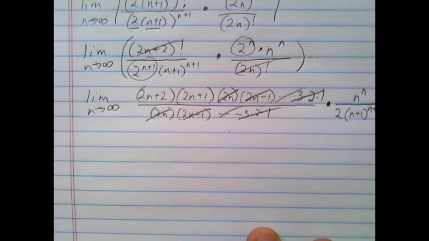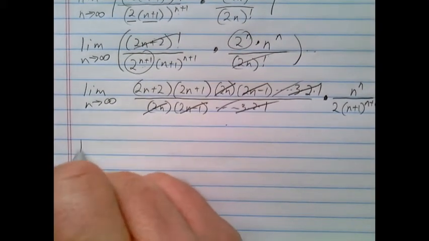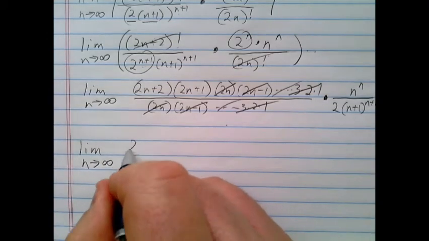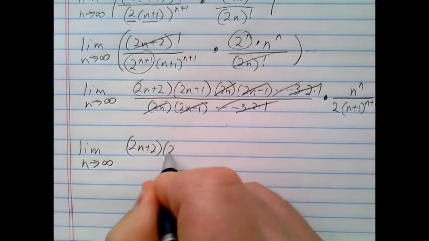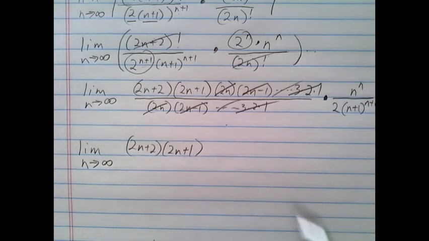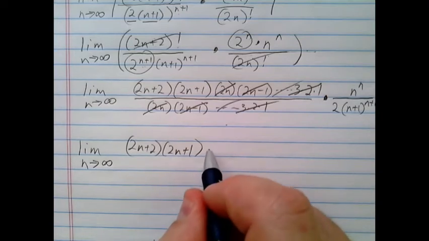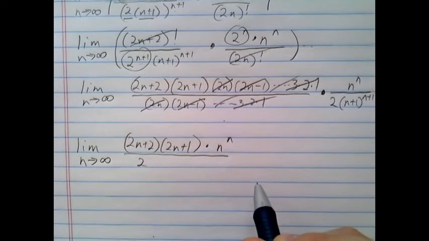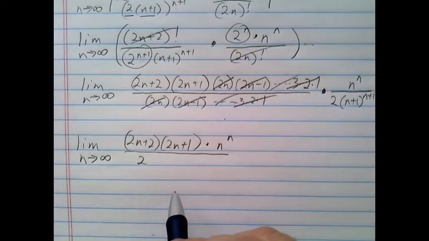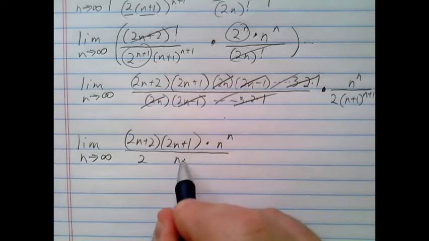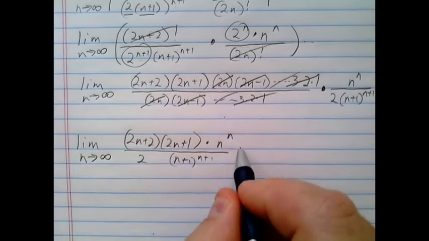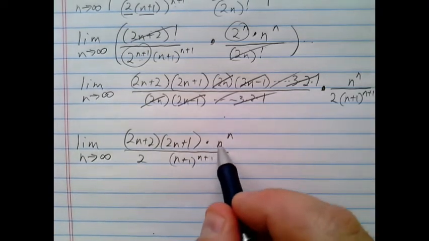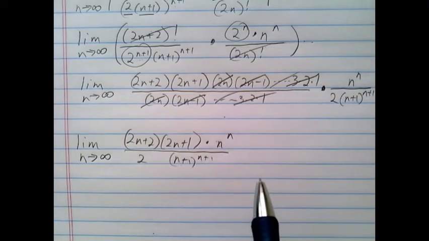Alright, so let's write a cleaned up version of this. This is the limit as n goes to infinity. So what do we got left here? We've got a 2n plus 2, a 2n plus 1, times an n to the n over a 2 times an n plus 1 to the n plus 1. Now I'd like to do some simplifying here, but the problem is I don't have either the base matching or the power matching.